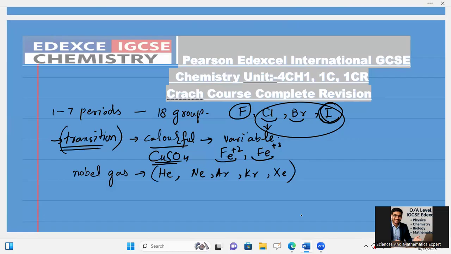And group 1 is alkali metals, with decreasing melting point, increasing density, and increasing reactivity for group 1 elements. And if we go for metals in detail, you can take their metallic oxides as basic, and their reactivity series. Here I am mentioning the reactivity series with you.